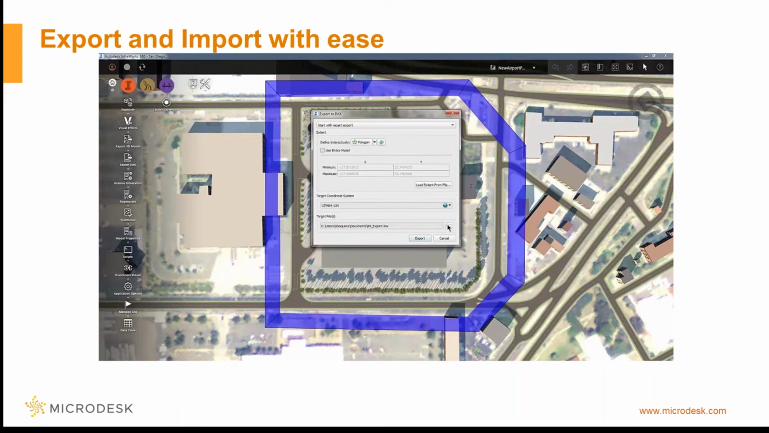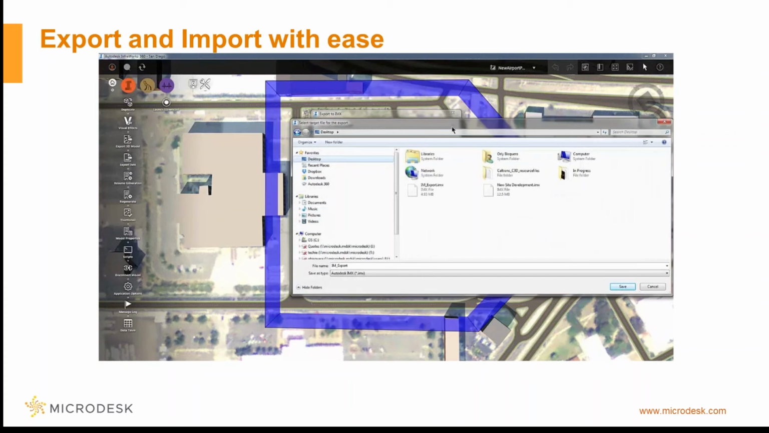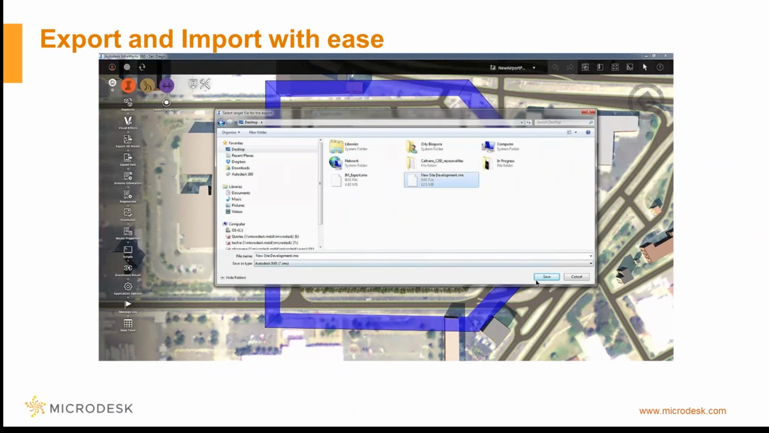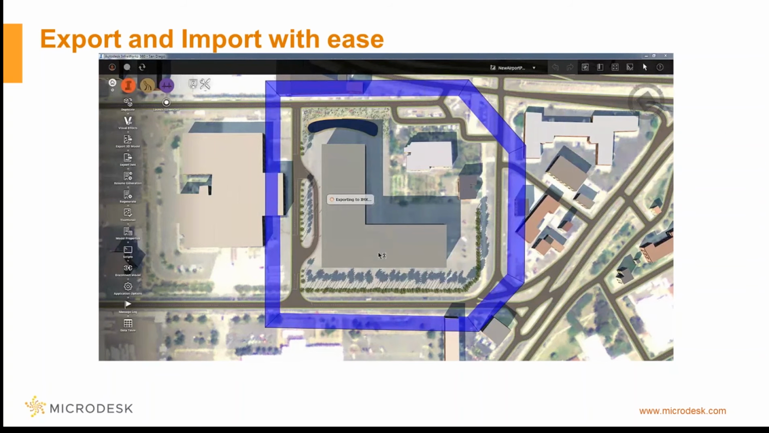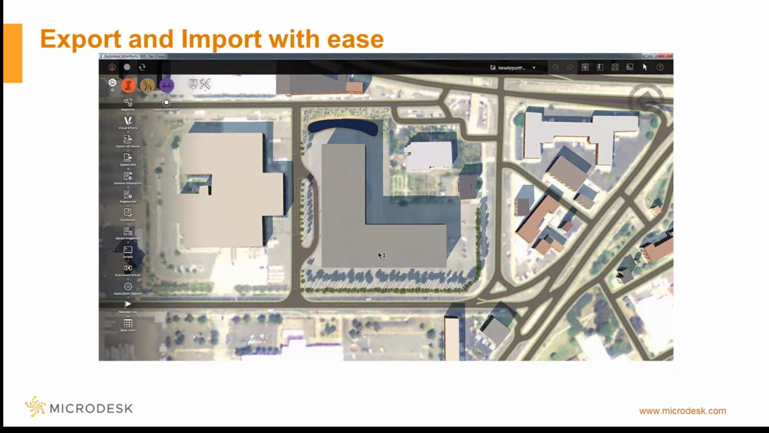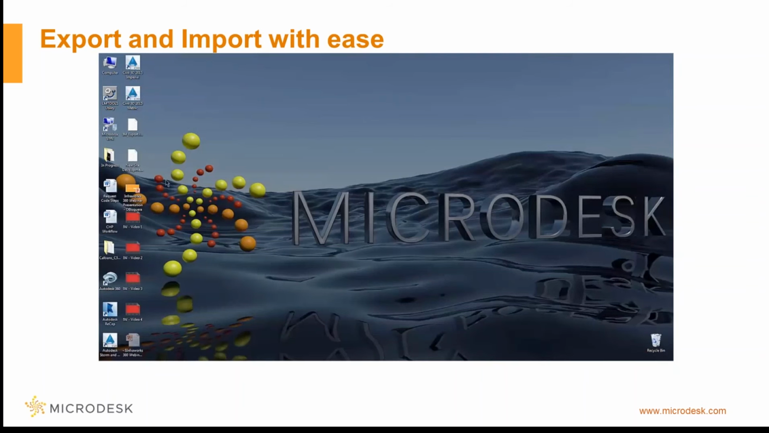I've ran through this process before, and so I'm just going to choose the same name as my previous file just for ease of demonstration. And I'll get the replace message, and that's fine. And so it creates the IMX file that I can easily take into Civil 3D. And so there it is right there sitting on my desktop.